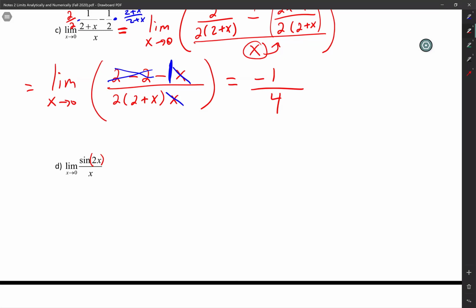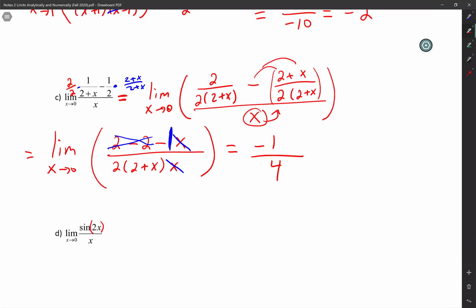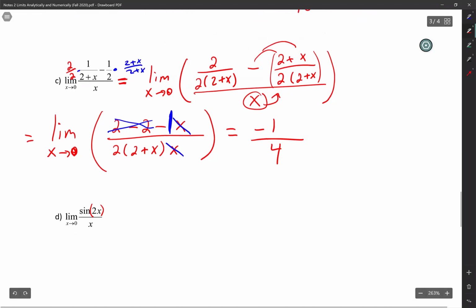Question. What's up? What happened to the other x? I did direct substitution. I plugged in a 0, because now we can. You know what I mean? Yes. Perfect. As soon as you get it to an expression that you can do direct substitution on, you plug it in. Got it. Okay.